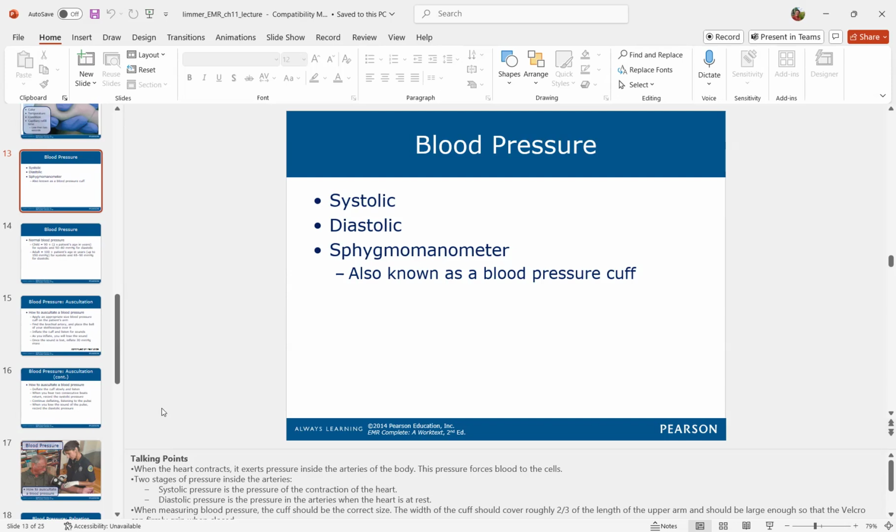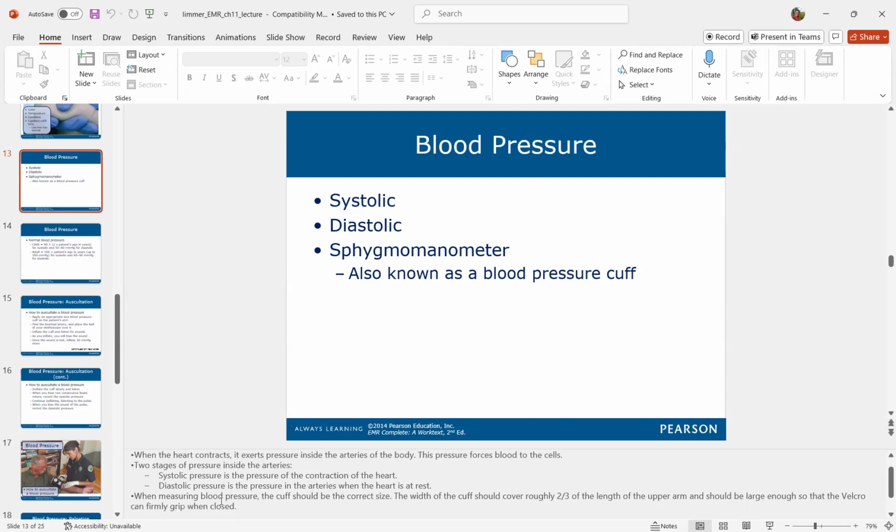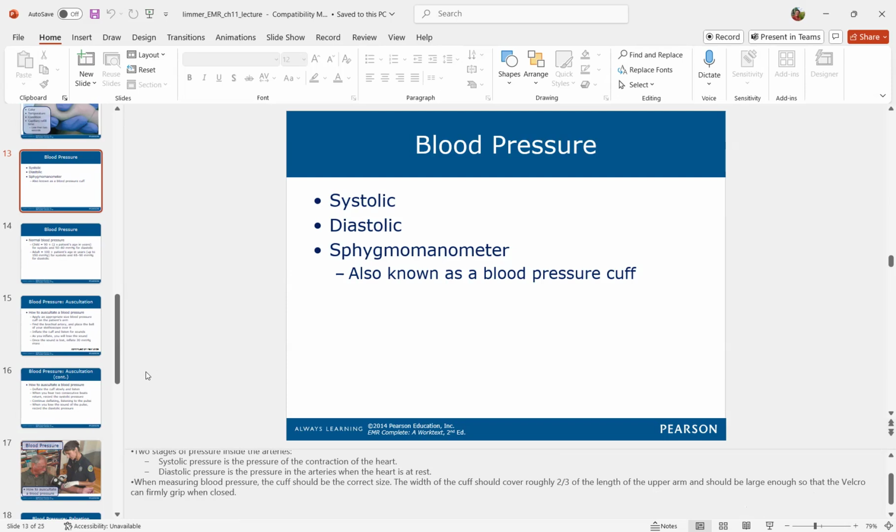So it's a little bit more forceful. Diastolic pressure is the pressure in the arteries when the heart starts to refill, so it's not going to be as high. So when we're measuring blood pressures, the cuff should be the correct size. There's a few different sizes of cuffs. The width of the cuff should cover roughly 2/3 of the length of the upper arm and should be large enough to Velcro firmly when it's closed.